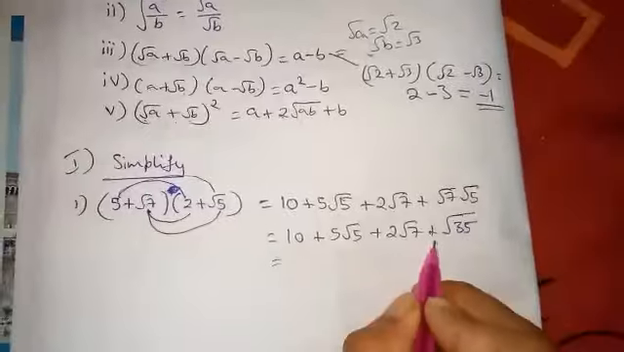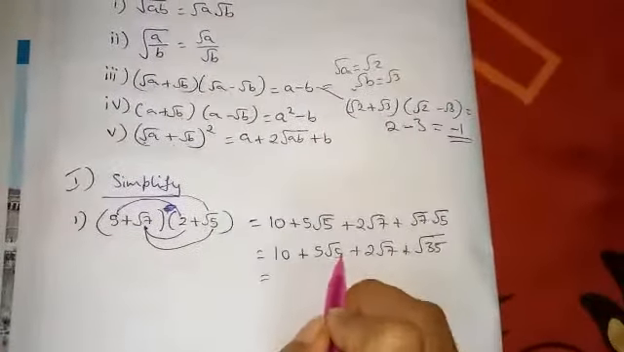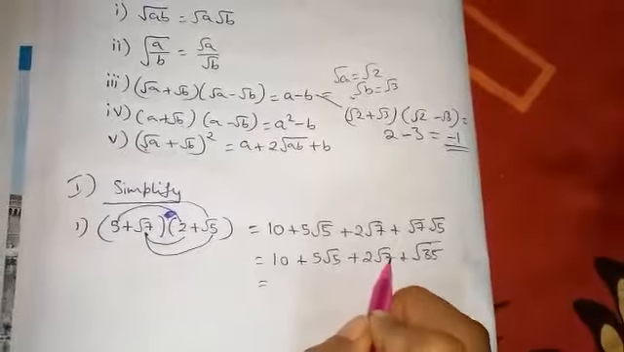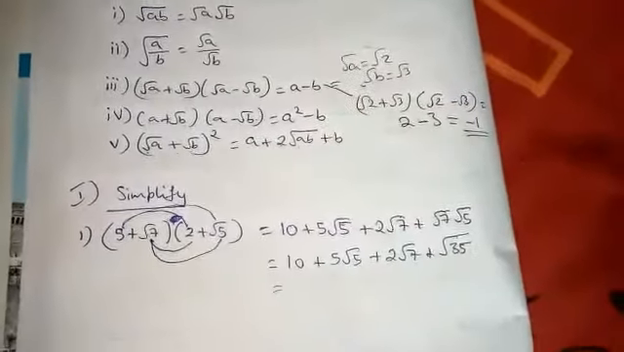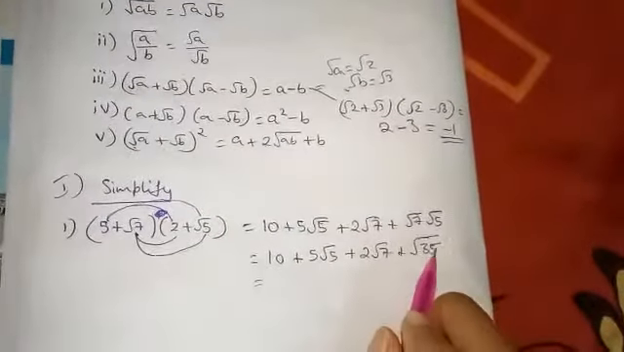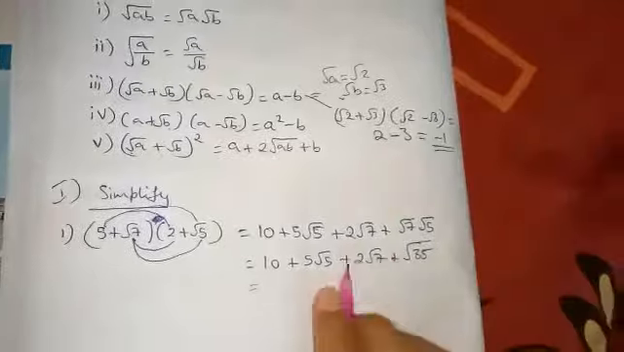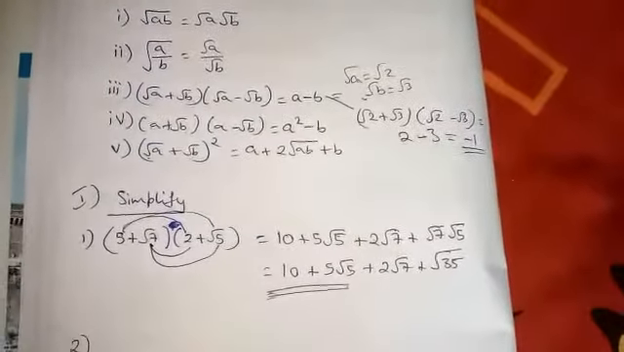Can we do further verification? No. To do the verification, when you want to add, the square root should be the same. Here root 5, here root 7, here root 35. So here this ends here. Next, second question.